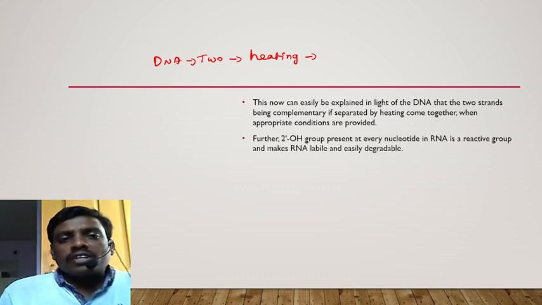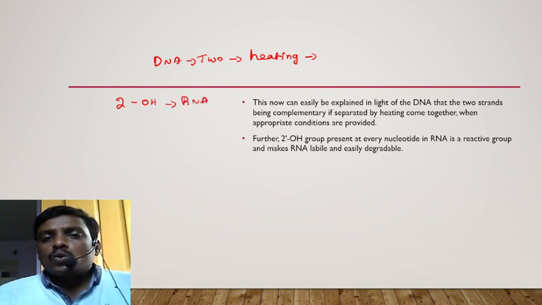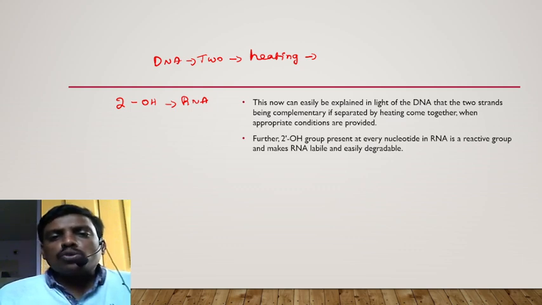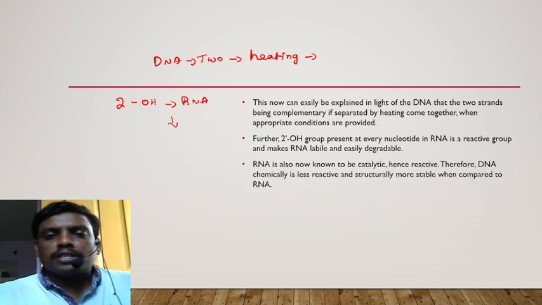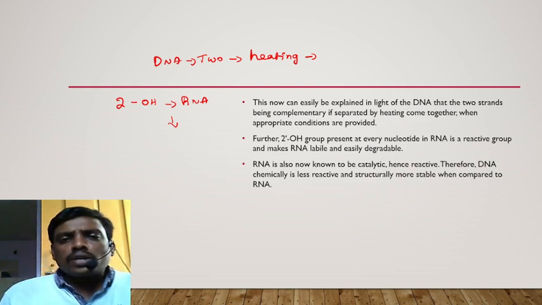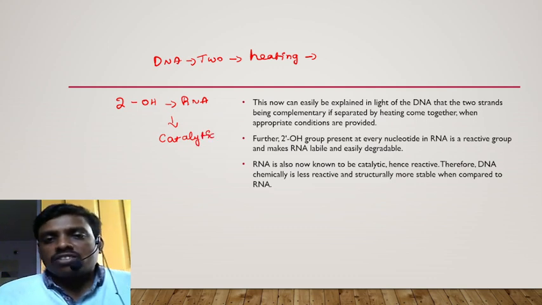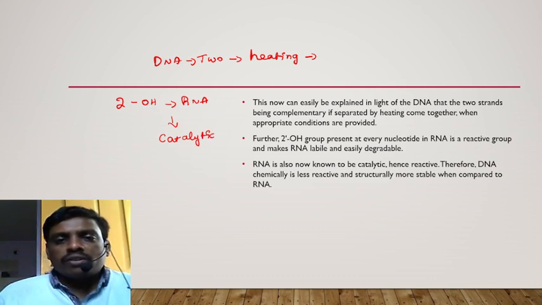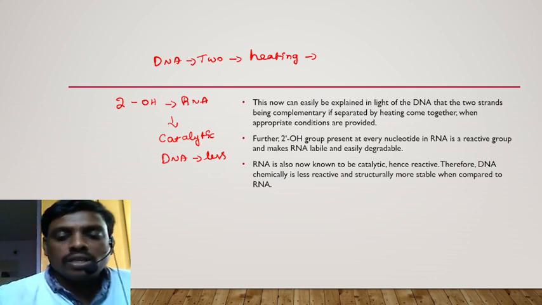Further, if you carefully observe, a 2' OH group, a hydroxyl group, is present at every nucleotide in RNA. It is a reactive group and makes RNA a labile and easily degradable genetic material. RNA is also known to be catalytic, hence it is more reactive. Therefore DNA is chemically less reactive and structurally more stable when compared to RNA.